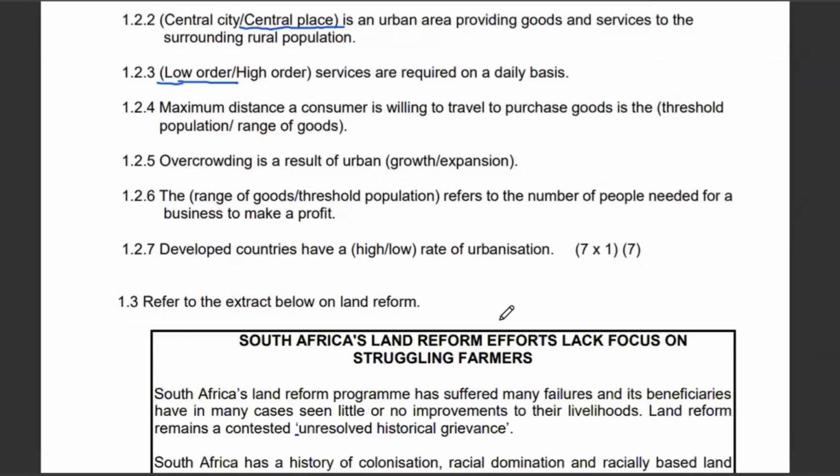Maximum distance a consumer is willing to travel to purchase goods is the range of goods, like what I've been mentioning. Low order goods have got a shorter range. People are prepared to travel shorter distances to go and acquire low order services, but high order goods and services have got a wider range.